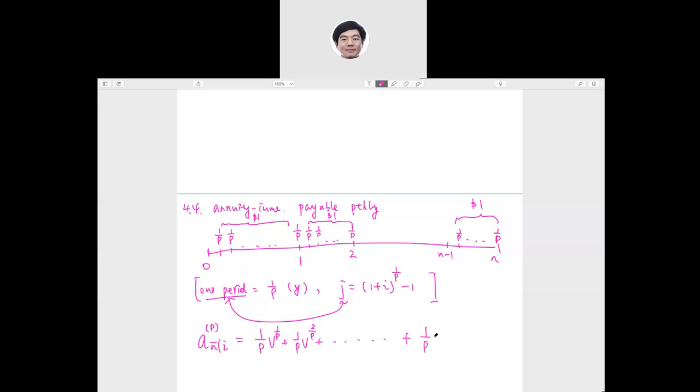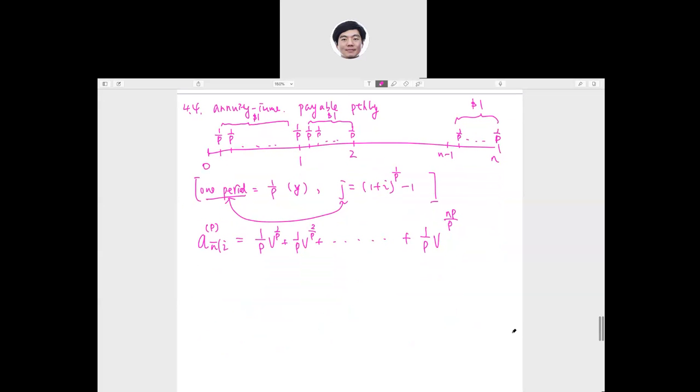The last one would be V to the power NP divided by P. So that is the summation for all the discounting. But I think I already mentioned many times that I don't like how this is done. I go directly from here to factor this out.